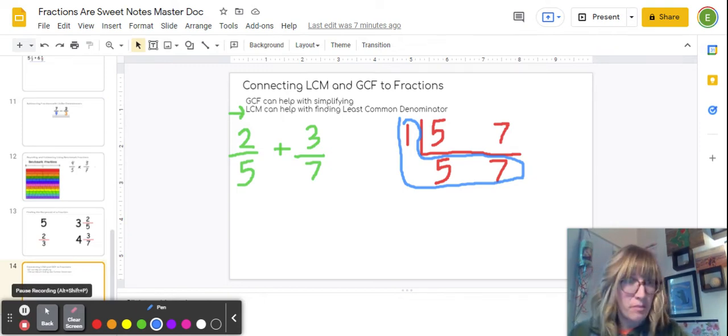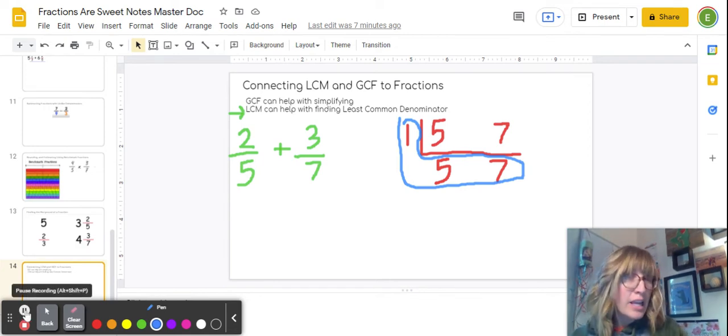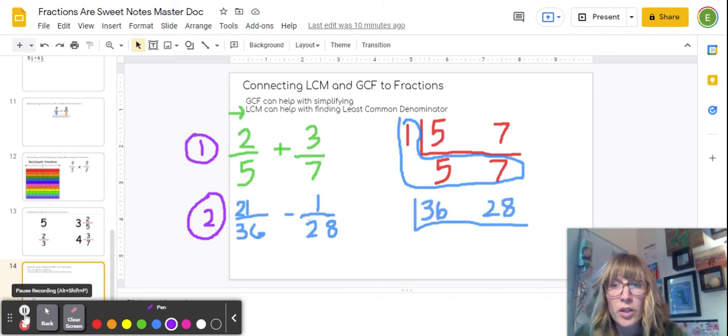Now you can always get a common denominator by multiplying the two denominators together, by multiplying 5 and 7. You'd always get a common denominator. It won't always be the least common denominator. It won't always be the lowest denominator that they could share, which is okay. It just means that there might be more simplifying for you to do in the end.